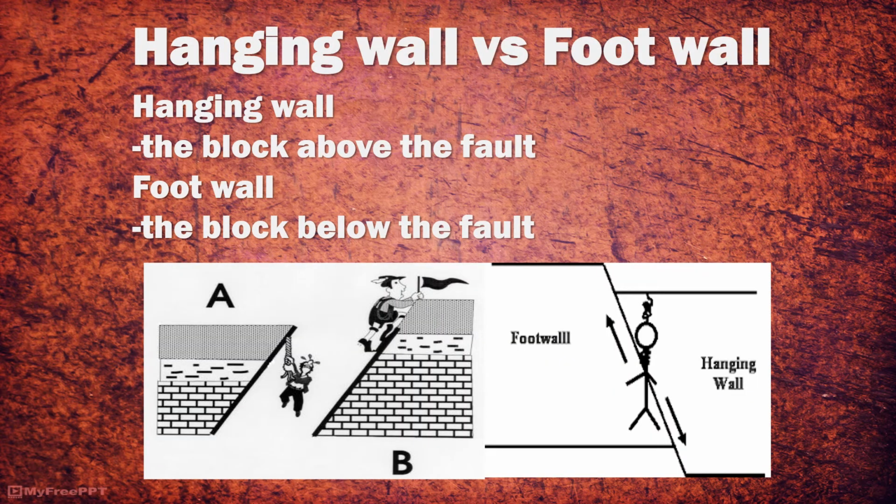And let us now talk about the hanging wall versus foot wall. When we talk about hanging wall, it is the block above the fault. And the foot wall is the block below the fault. So, nasaan ang ating hanging wall and ating foot wall? Our hanging wall is our block A and the block B is your foot wall.